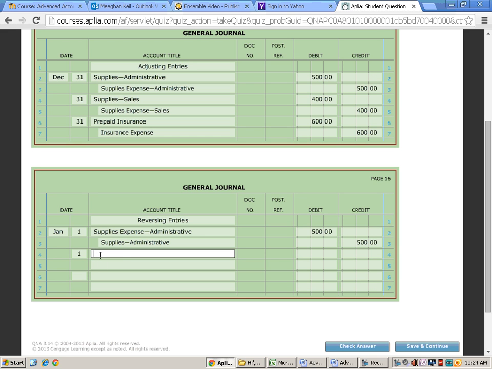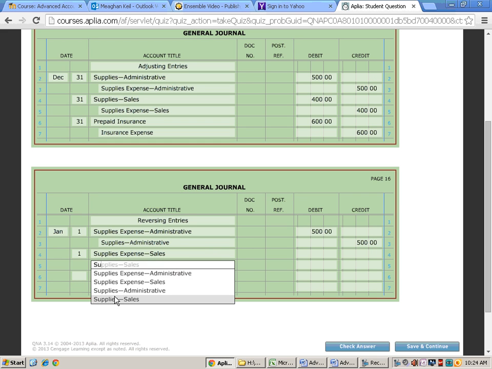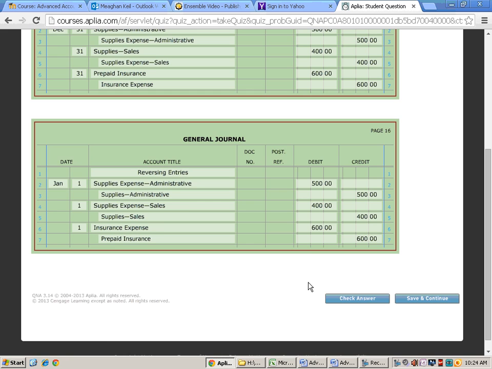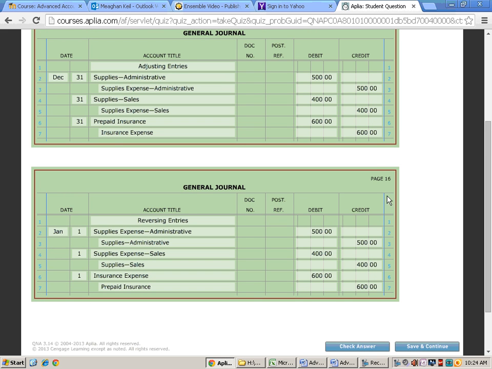So we're going to do the same for our supplies sales. We're just doing a reversing entry, which is flipping our adjusting entry, because we're planning on using this $400 of sales supplies during this fiscal period. And same with our insurance. So we have insurance expense, prepaid insurance, $600. Again, you only have to do a reversing entry if you record it as an expense from the get-go. Most of the time we record it as an asset, so you wouldn't have to do that. But it all depends on what accounting practice you use.